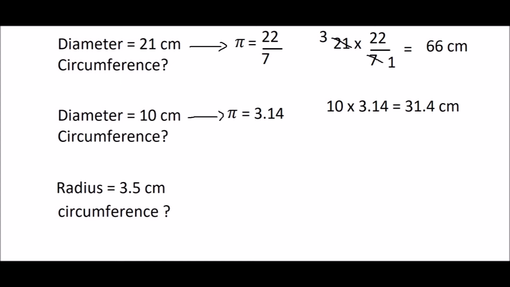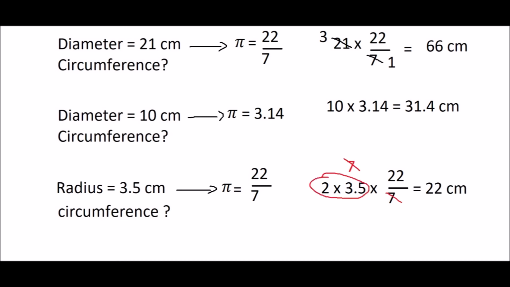How about the last one? The radius is 3.5 centimeters. So how do you find the circumference? We still use 22/7. Why? Because remember that diameter is twice the radius, so 2 times 3.5 times pi, and 2 times 3.5 is 7, and it is a multiple of 7, so we can simplify it.